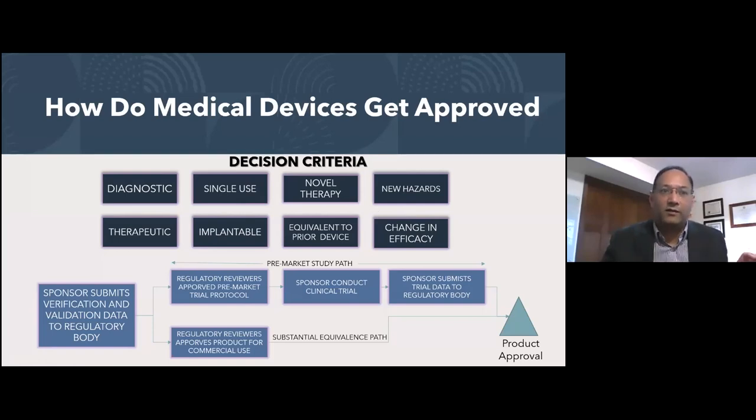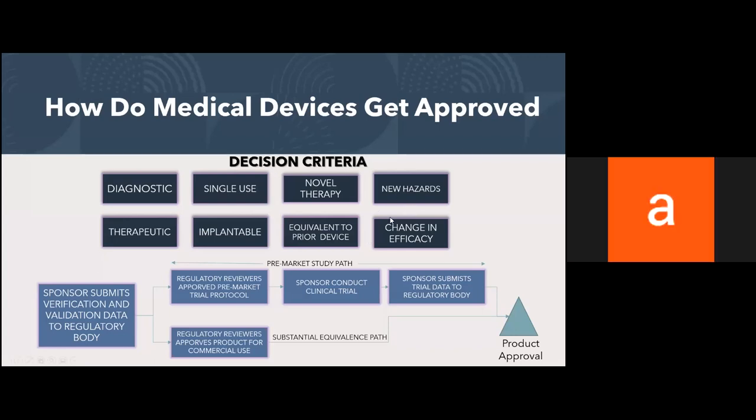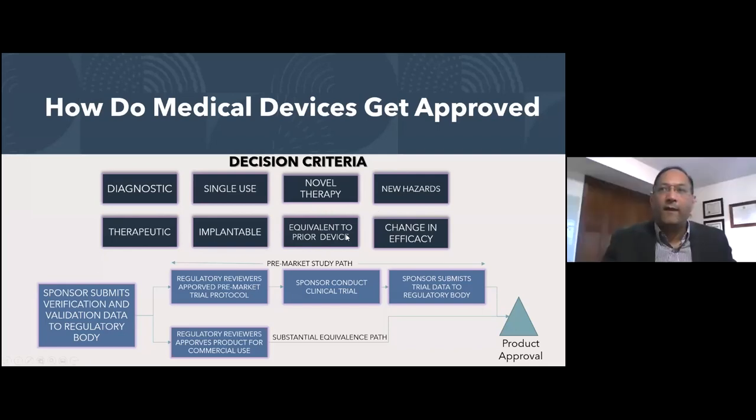What are the new hazards, or what are the changes in the effectiveness? All of these help in making a decision of what kind of regulatory path is to be used. Is there a pre-market study path that the manufacturer should have, or a substantial equivalent path? These are two typical paths that they take.